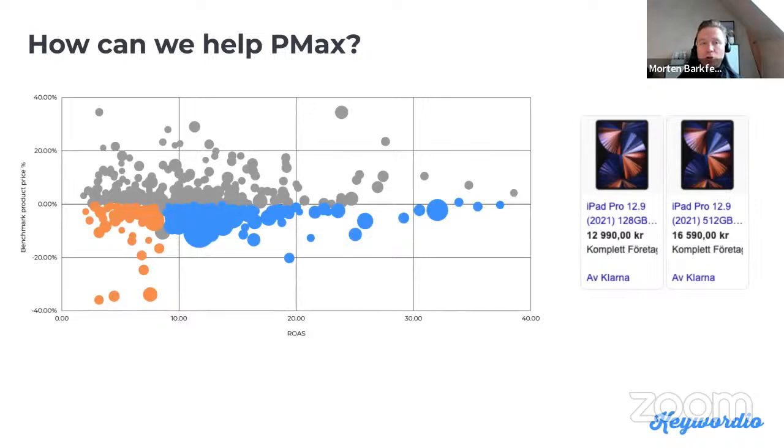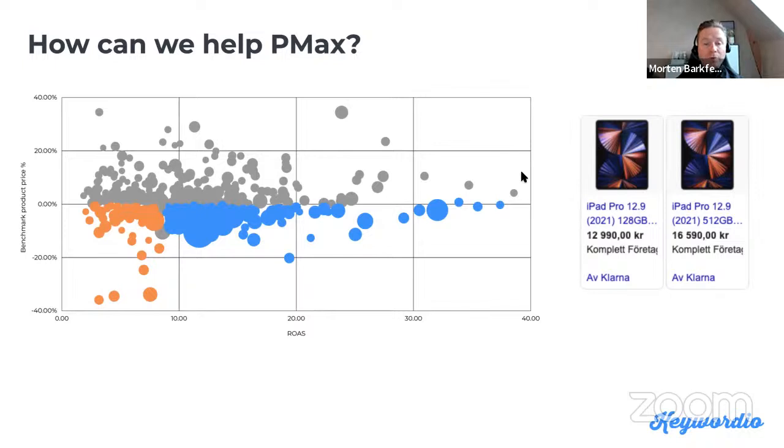So how else could we help Performance Max? This is a chart that we have where we have benchmark product price on the left side, on the y-axis, and on the x-axis we have the ROAS, right? So the higher the ROAS, of course, you want your price to be as competitive as possible, because with Google Shopping, you of course have different prices for what could be exactly the same product. It could also be the same product, but let's say different data storages like this one.